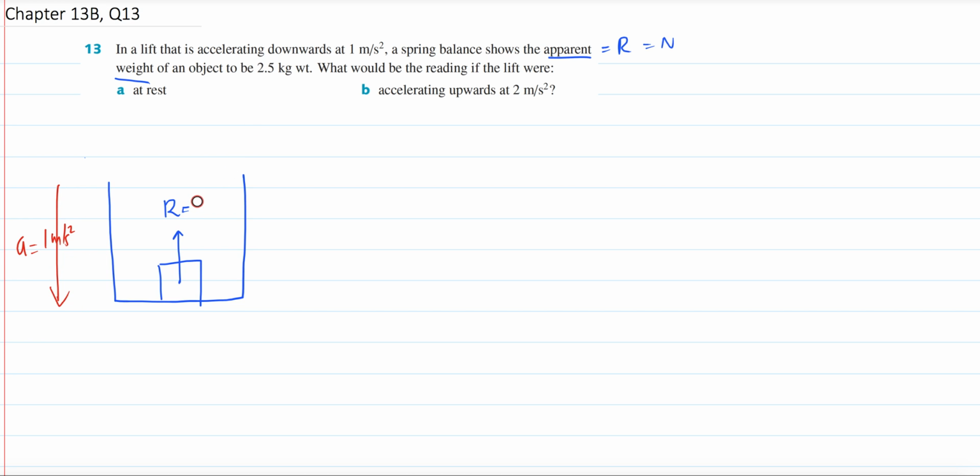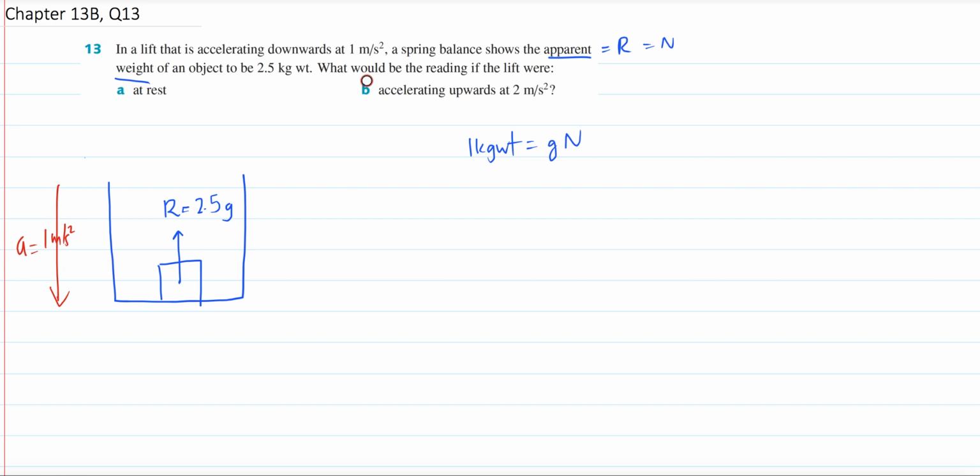Okay, so 2.5. Now make sure the unit is proper, okay? If you want to use everything as Newton, then you need to make sure you multiply it by g, because 1 kilogram weight is equal to g Newton. So if you have 2.5 kilograms weight, you have 2.5 g Newton. So that's the apparent weight. It's telling you your reaction force.